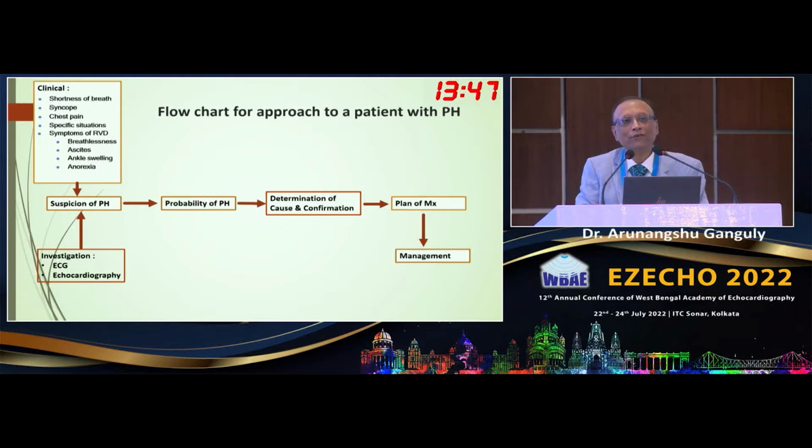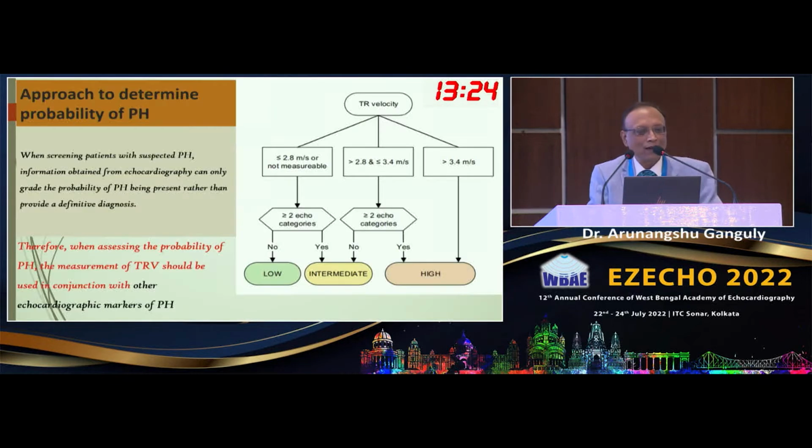What we echocardiographers usually do, we measure the TR velocity, we write that there is a pulmonary hypertension, and the thing goes back. Well, this mention of pulmonary hypertension is usually of no use clinically, no use to a surgeon, and no use to anybody. So we must know that when screening patients with suspected pulmonary hypertension, information from echocardiography can only grade the probability of pulmonary hypertension being present rather than provide a definite diagnosis.